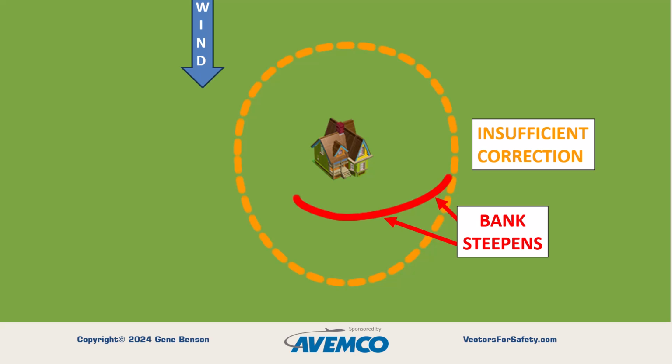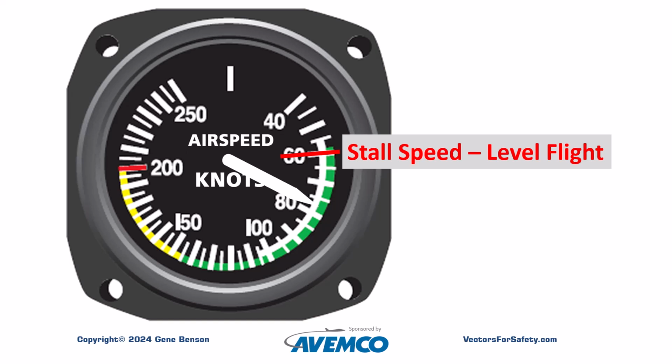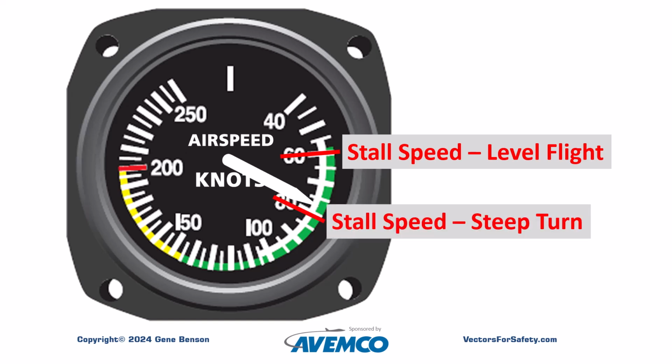Now, to maintain altitude in the steep turn, the pilot must apply increasing back pressure on the yoke. The stall speed increases to exceed the airspeed. The critical angle of attack is exceeded, and the airplane stalls, and a crash ensues. The natural instinct is to steepen that turn. As the bank angle increases and so does the load factor, the stall speed can increase to exceed the present airspeed, and the airplane stalls in the steep turn.